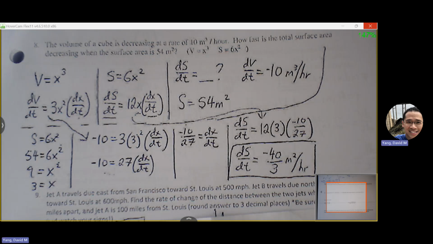Surface area, focus on that second word there. Area is a two-dimensional unit. So square meters. Time is hour, so square meters per hour.